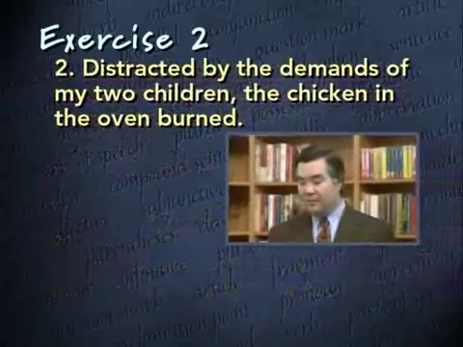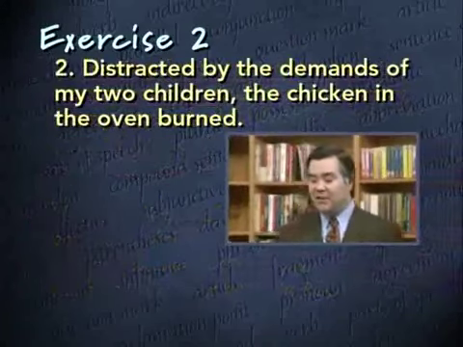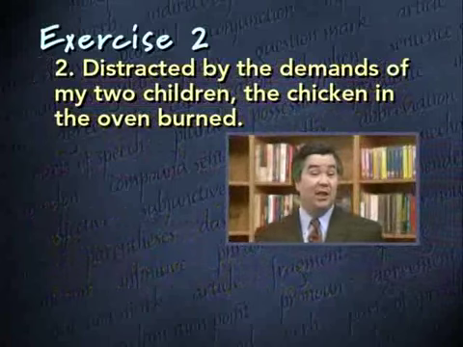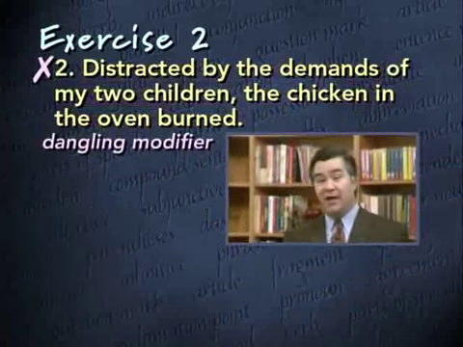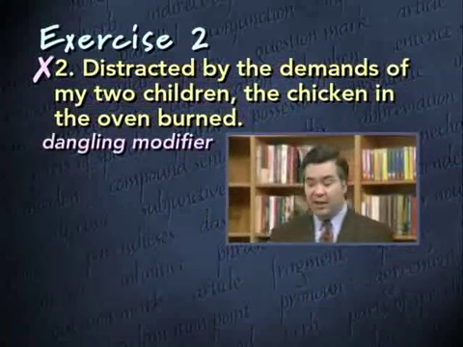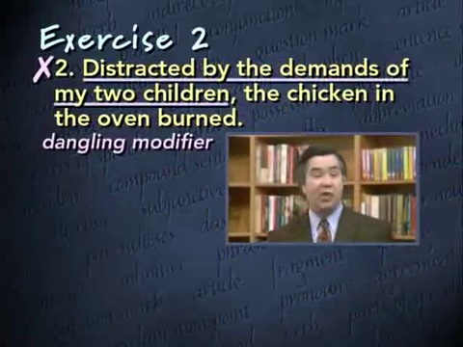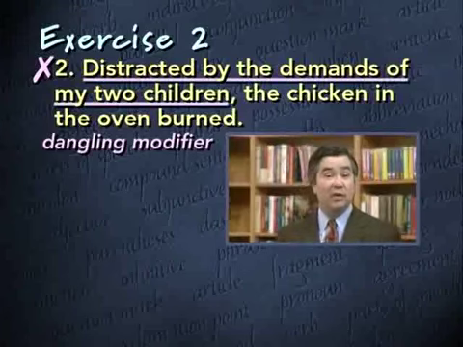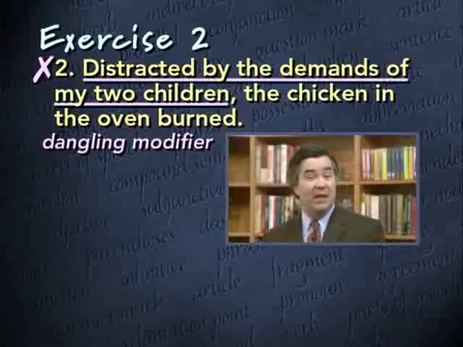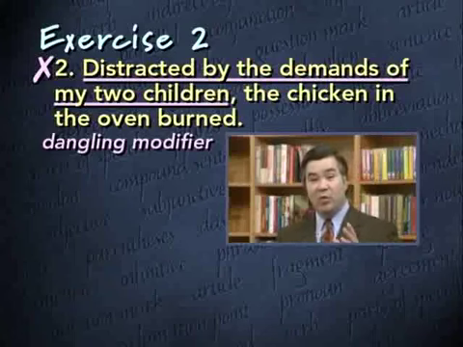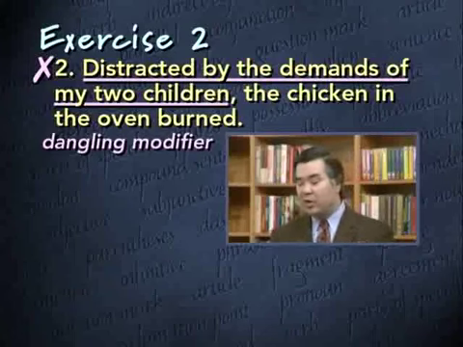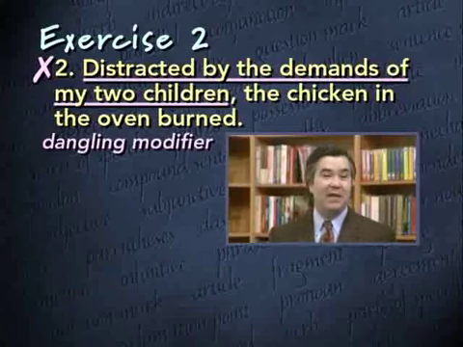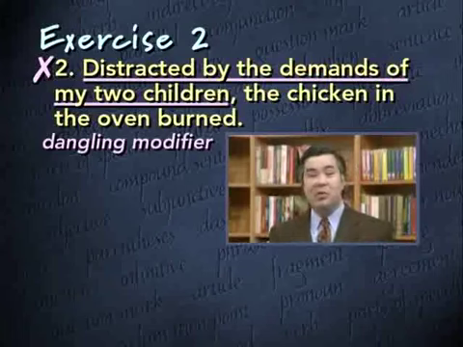Next example. "Distracted by the demands of my 2 children, the chicken in the oven burned." Here we have a dangling modifier. The sentence begins with a modifying phrase, "distracted by the demands of my 2 children." Remember that what follows immediately should be the word or words that are being modified. In other words, who was distracted by the demands of my 2 children? Well, presumably that was me.